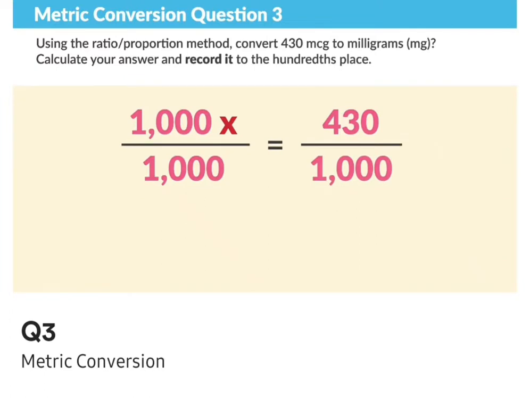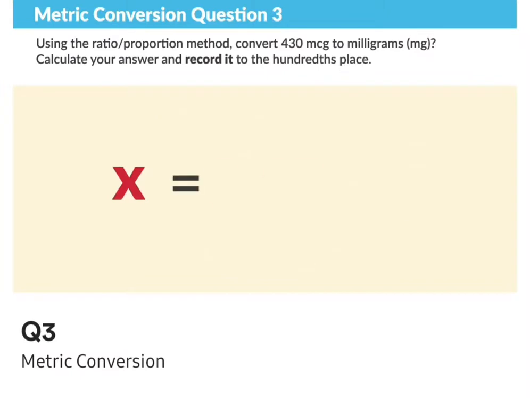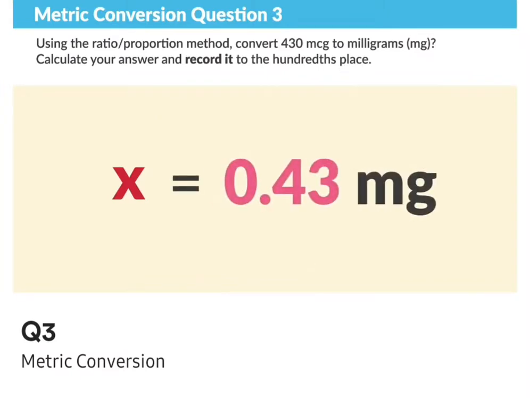So for example, 1,000x over 1,000 is 430 over 1,000. So 1,000 divided by 1,000 is just 1, and 430 divided by 1,000 is 0.43. So x equals 0.43 milligrams. So our correct answer here is 0.43 milligrams.